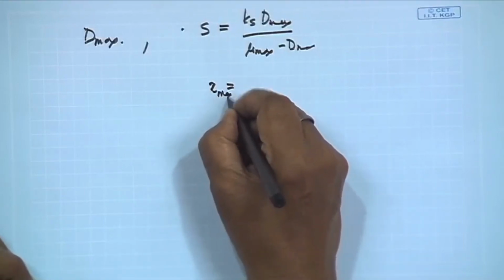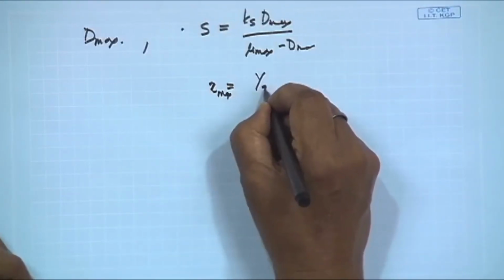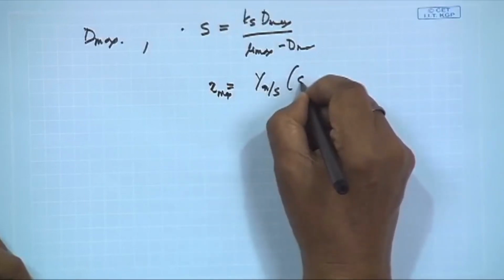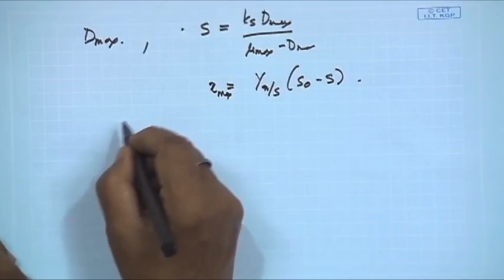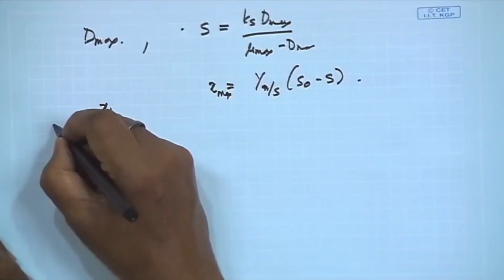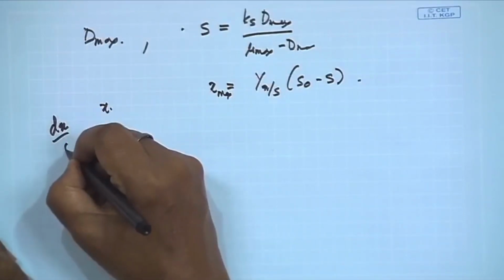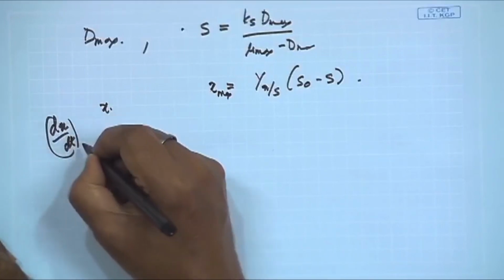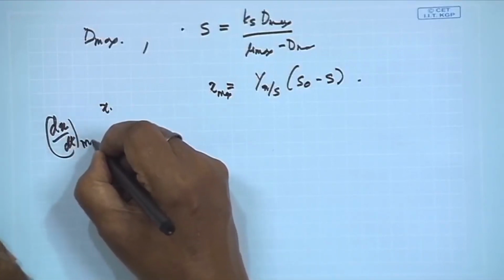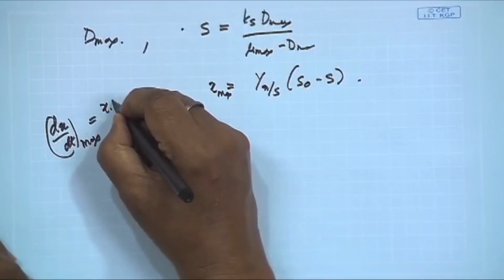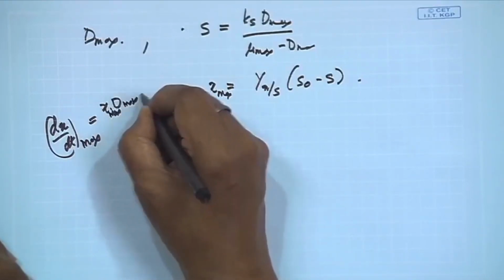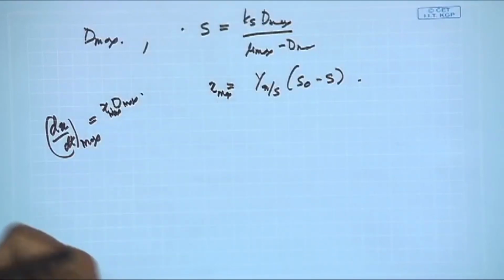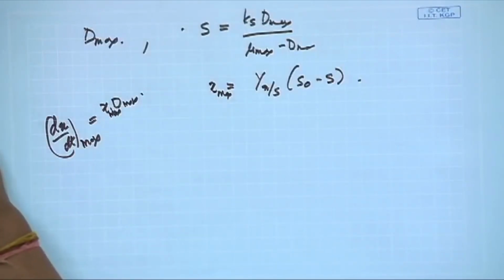The X max will be equal to Yx/s into S0 minus S. So this is X max. The rate of production of cells is maximum when X into D, the X max into D max, is multiplied. So X max we have come across like this.